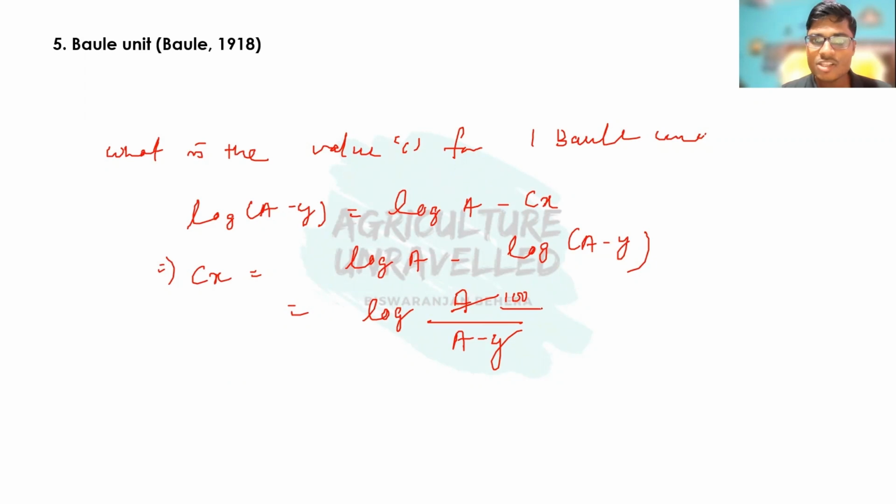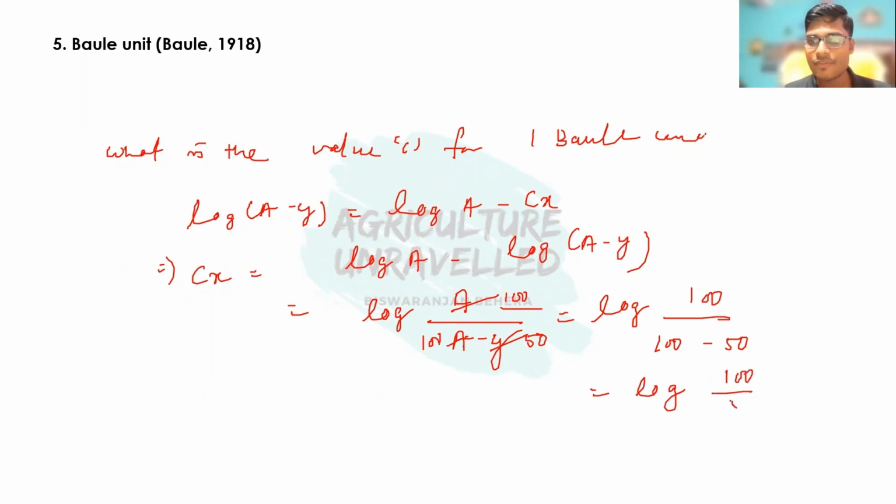If the value of A is 100, then applying 1 Boule unit, we can achieve 50%. So here value of Y is 50 and value of A is 100. So it is log 100 divided by 100 minus 50. Okay, for 1 Boule unit, the value of Y will be 50. So here we can write log 100 divided by 50. So that will give us log 2. So value of log 2 is 0.301.